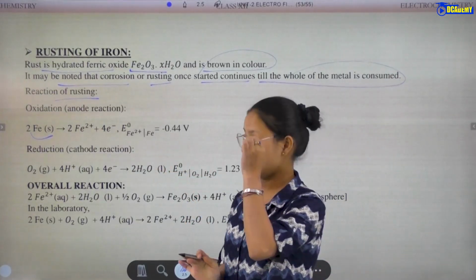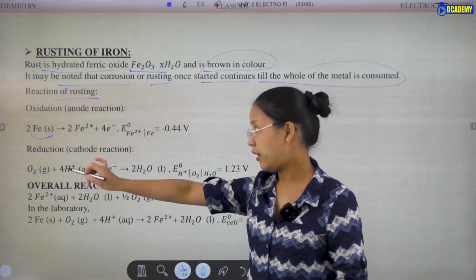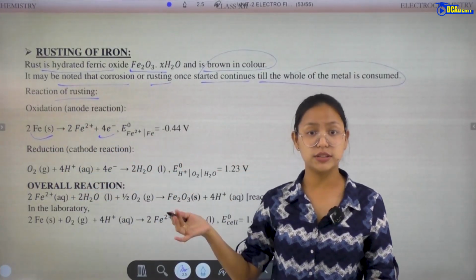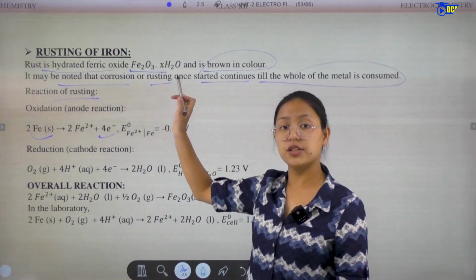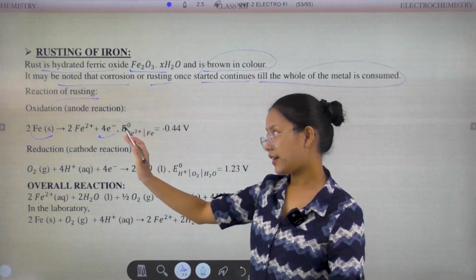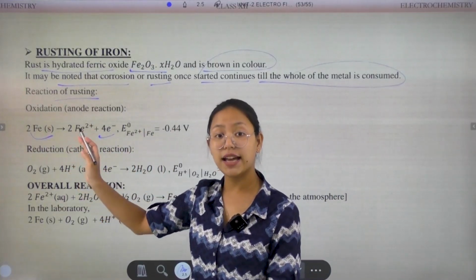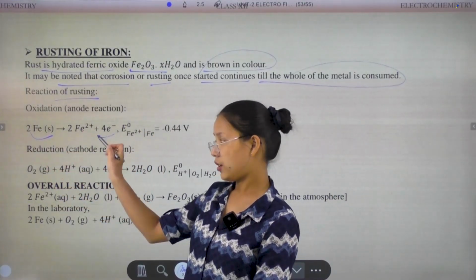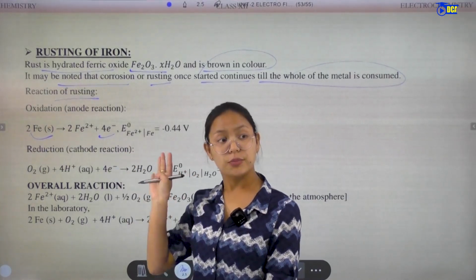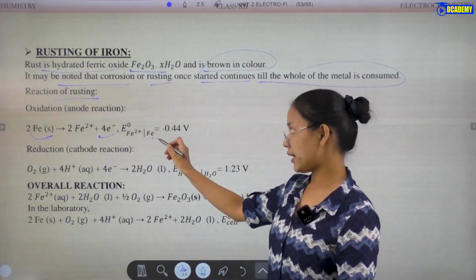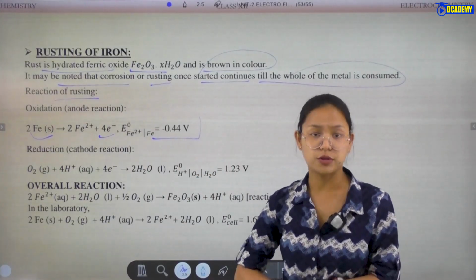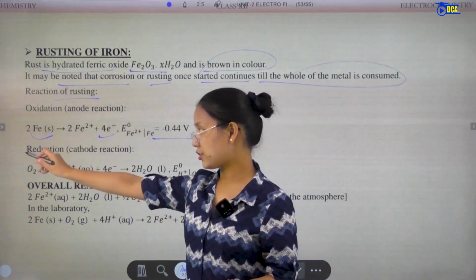Here, oxidation is the loss of electrons. But here, in this oxide formation, Fe2O3 is formed. In this oxidation, another reaction is that it will be releasing 4 electrons, and the electric potential will be minus 0.44 volt.